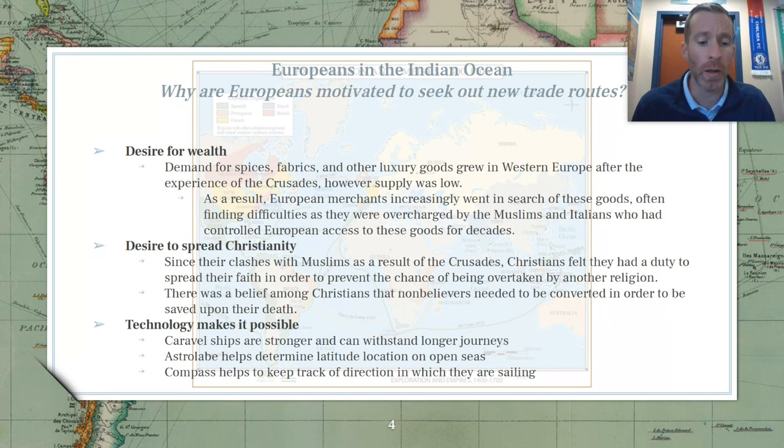There's also a desire to spread Christianity around the world, and that also comes as a result of the Crusades as well. Islam has been this religion that is spreading throughout Afro-Eurasia at a quicker rate than Christianity had been up until that point in time. So many Christians are thinking, if we want to ensure that our religion is the predominant world religion, then there needs to be a plan put in place to make sure Christianity is going to be spread.